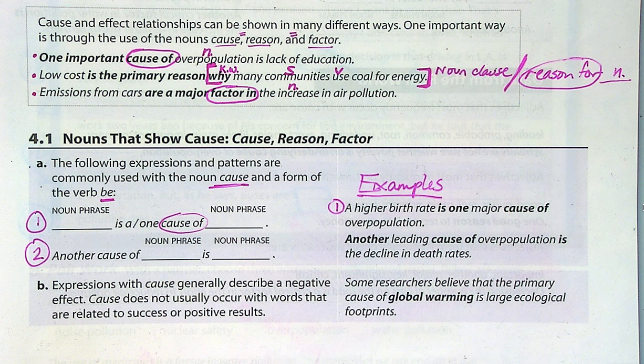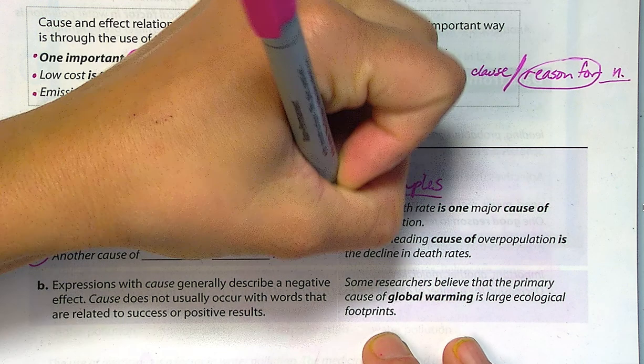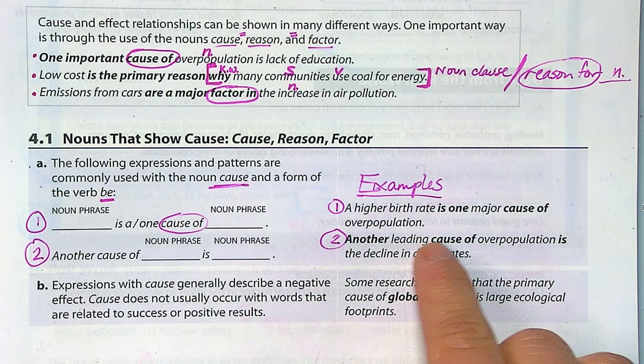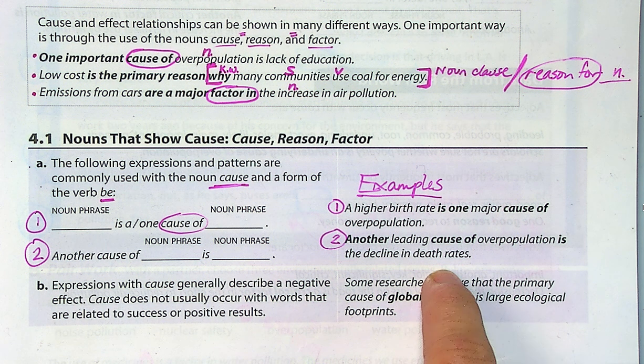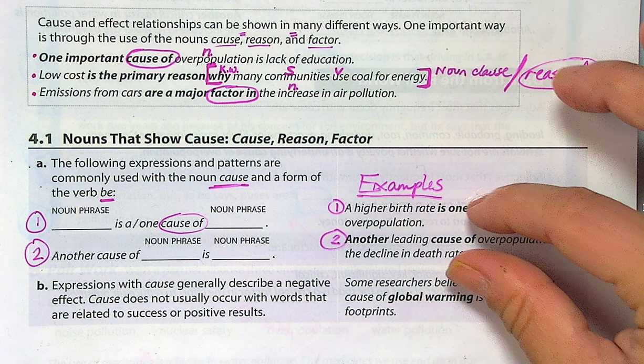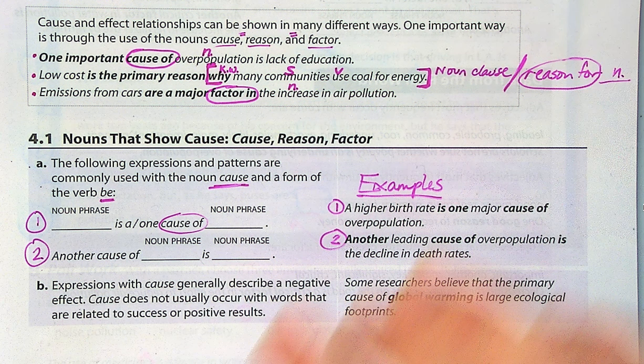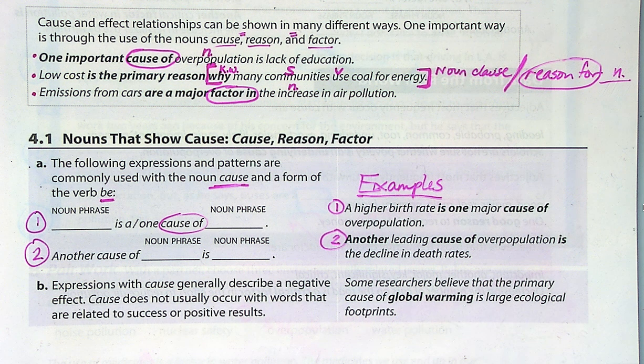If we look at the second pattern, you can say one cause of blank is blank. In this case, we've got another example over here: another leading cause of overpopulation is the decline in death rates. Let's take a look at example number 1 and 2. Actually, right now I would like us to focus only on example 1, so I'm going to cover up example number 2.